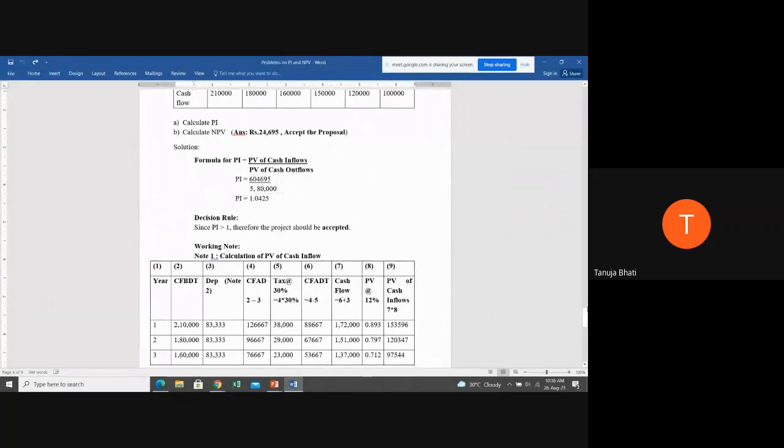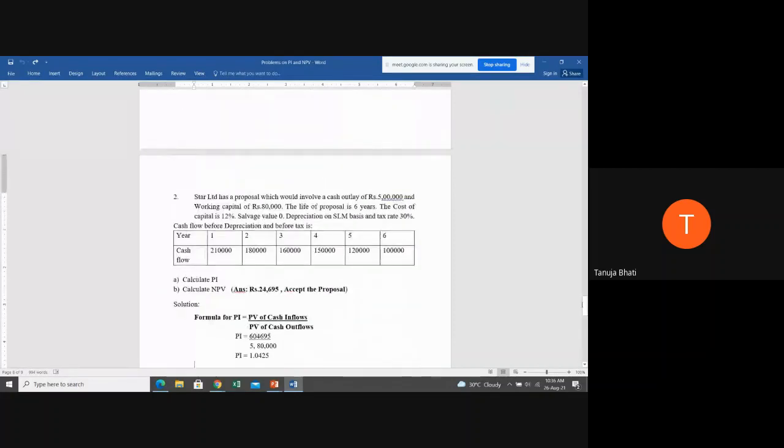1.0425. So should we accept the proposal or reject the proposal? Since the PI is coming to 1.0425, should we accept it or reject it? Accept it. Why accept? Because the value is greater than 1. Okay, so this is clear.